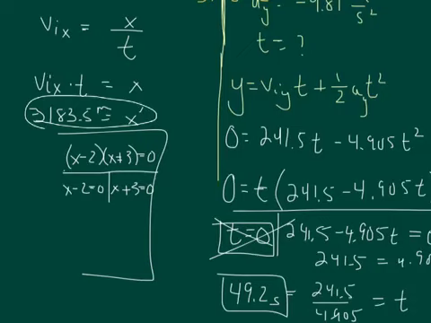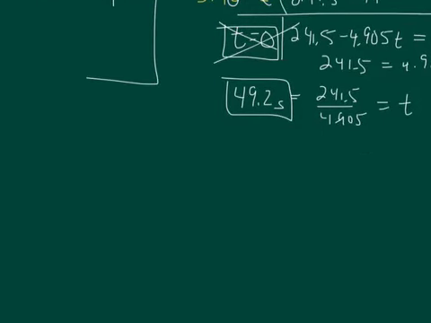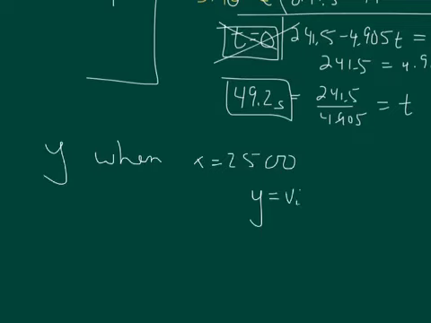So we want to find, let's take a look, not the max height, but the y value when x is 2,500. Would we set a proportion with the time? No, let's think about this. If I want the y value, here's what I'm going to use. So, here's your equation for y.